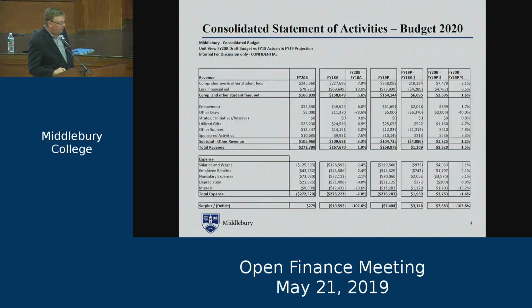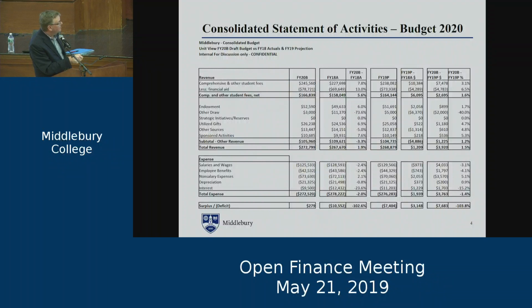So what is in the budget? This chart here, this is Big M. This is the consolidated high-level operating budget for Big M, which includes schools, Monterey, and the college, and what we call central admin. You can see on the top line, comp and other student net fees. The 2020 column is the first column. So $245 million in gross fees, $78 million in financial aid, a net of $166 million. Here are the 18 actual numbers, and here is what we're projecting for 19.